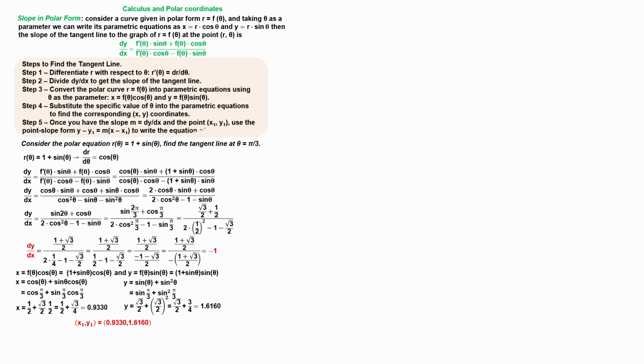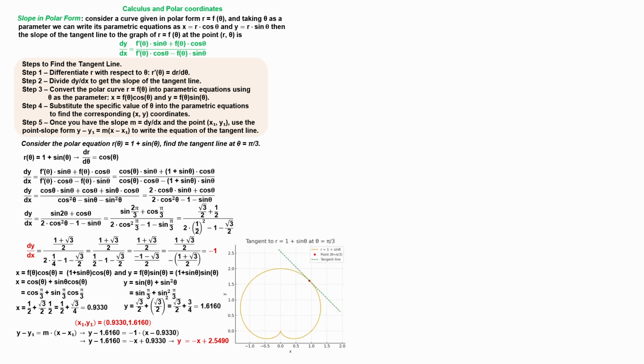Now, let's bring it all together. Take the slope you calculated earlier and the point x and y you identified. Plug these values into the point-slope form of a line. This will give you the precise equation for the tangent line you are looking for. The following image shows the graph of the polar equation and the tangent line at the specified point.